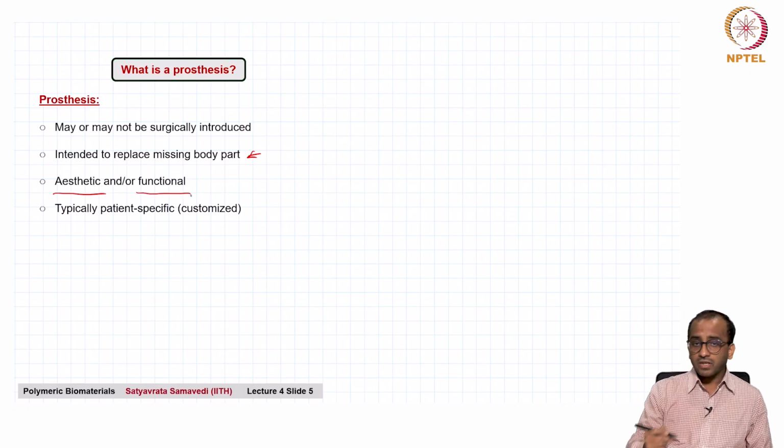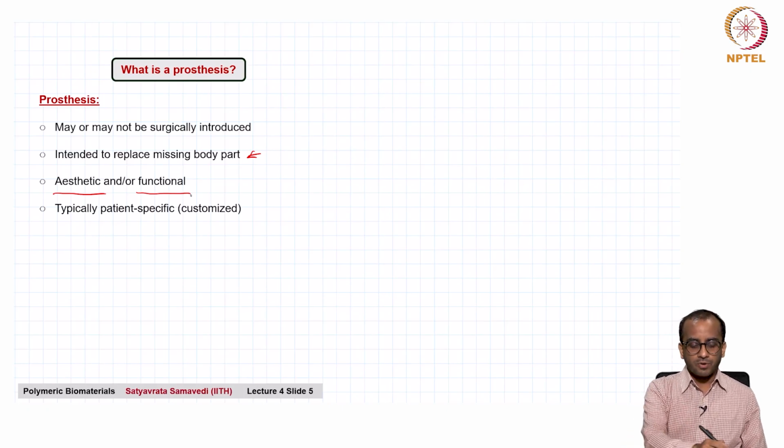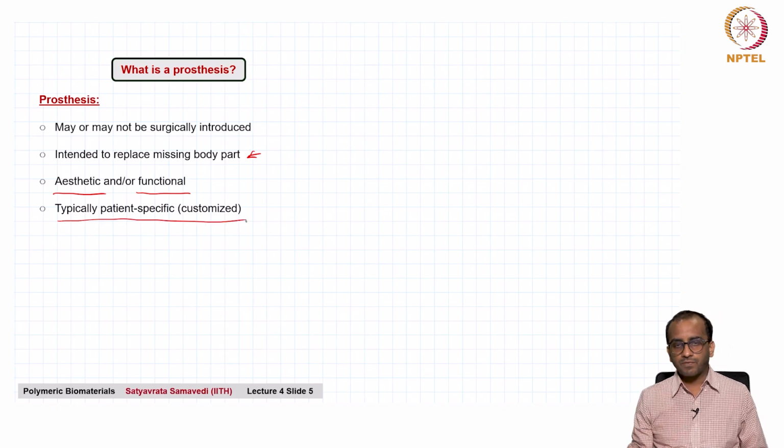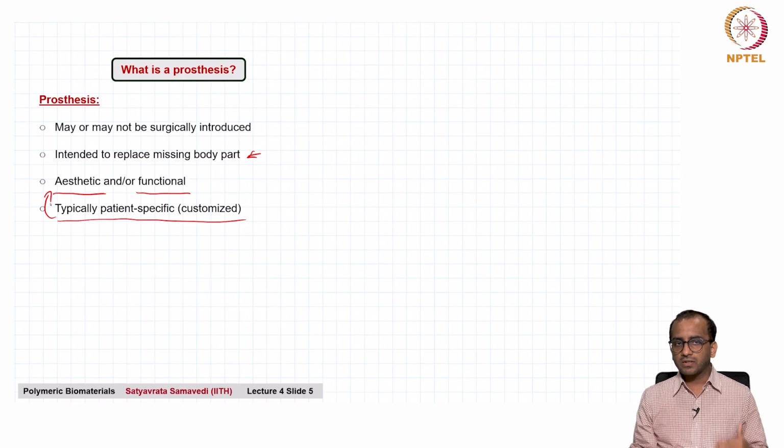So there can be aesthetic reasons for why you would want to put a prosthetic, or you can have functional reasons why you want to put a prosthetic, and we will look at examples of both of these. And typically, a prosthetic is usually patient specific, in the sense that right from how it is designed to how it is shaped to how it is sized, especially if it is used for aesthetic applications, then it's very important that it is customized for a specific patient.